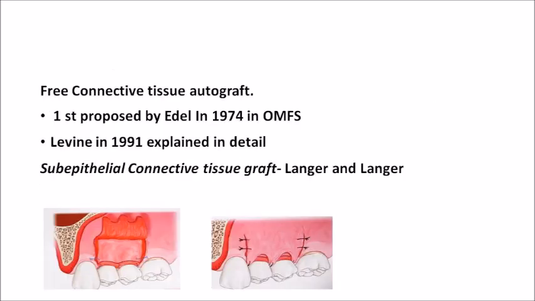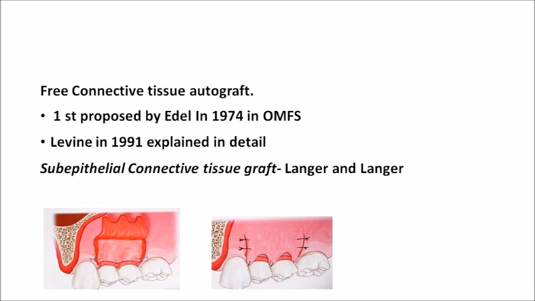Now shall we discuss the important root coverage techniques. First one is free connective tissue autograft. Just like free gingival graft or FGG, this is also freed from its original site, but the thing is it is connective tissue autograft, meaning to say it is a pure connective tissue piece. It is not having an epithelial layer over it. It was first proposed by Edel in 1974. It was introduced in oral and maxillofacial surgery. Then we started using this in Perio also. It was explained by Levin in 1991 in detail.